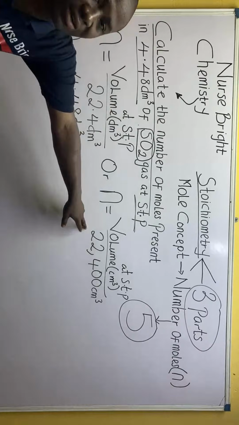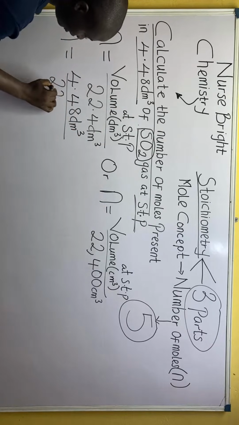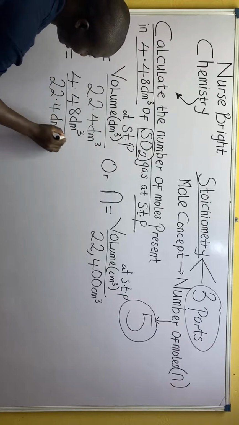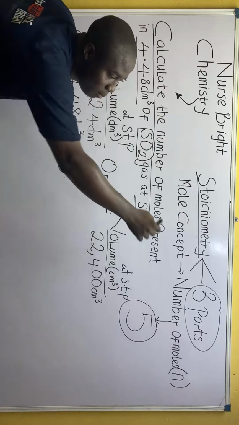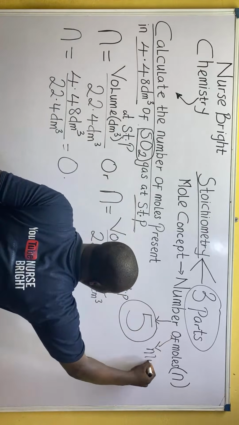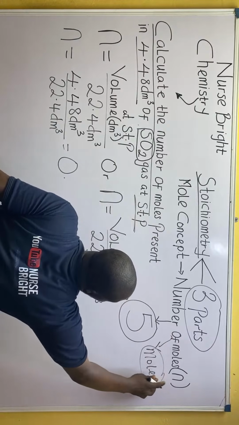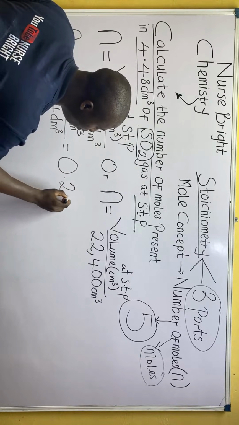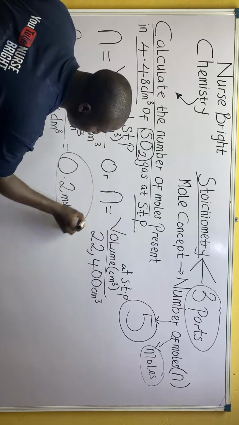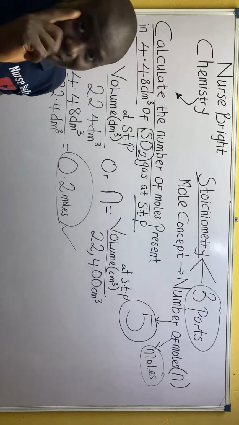Divided by what? Is this 22,400 or 22.4? Class, 22.4 dm cube. You can see how easy this one is. So when we divide 4.48 by 22.4 dm cube, that's about 0.2, guys. And it is number of moles. The unit for number of moles is moles. So 0.2 moles of this gas, SO2 gas.